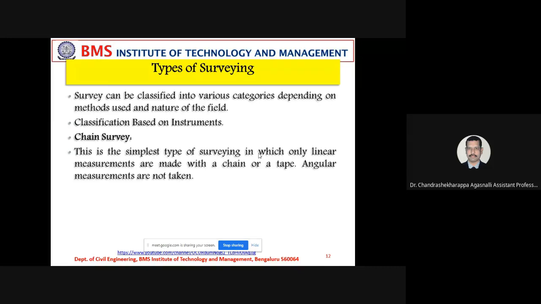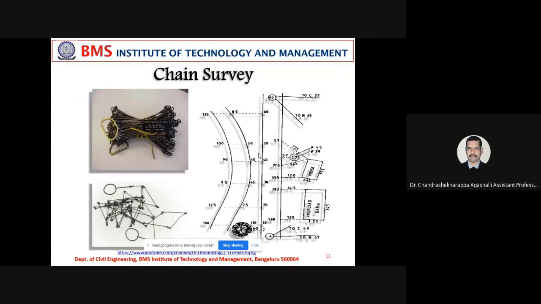In a chain, there is no measurement stated; one chain is 3 feet like this, and on a tape everything is readable. Angular measurements are not taken; you cannot take angular measurements with it. For angular measurement, you have to go with a compass. And this is chain survey.